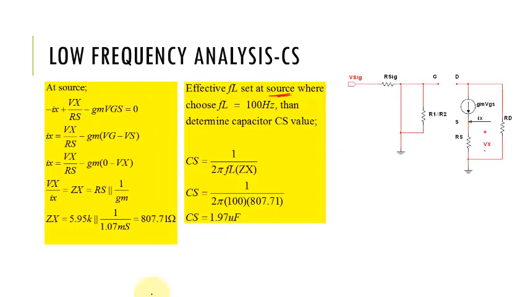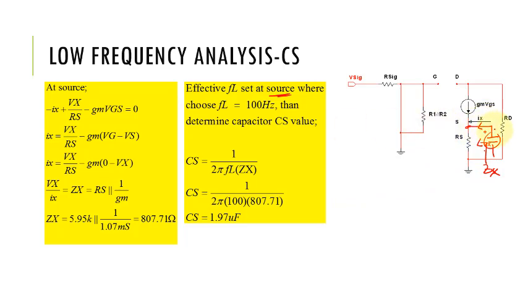So the next step, we determine the capacitor at the source. Basically, we have a capacitor here, and we remove this capacitor, and we need to determine the total resistance at the source. We name it ZS or ZX. For this case we set ZX, so we need to know what the value of ZX is.